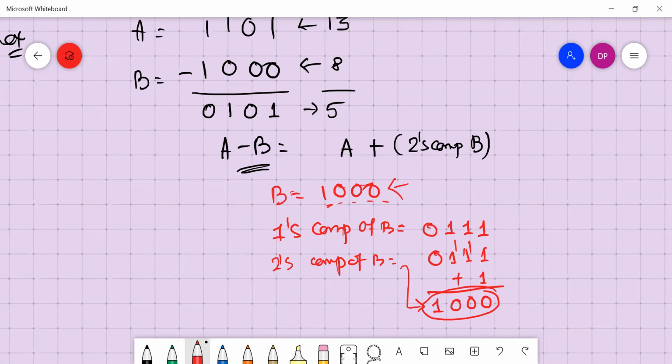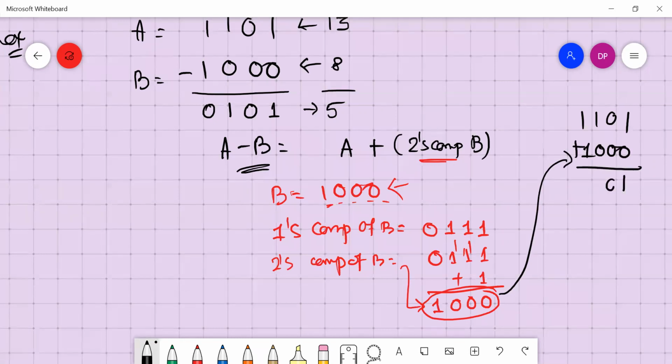So what we have to do is A plus the 2s complement of B. What is A? A is 1101. The 2s complement of B is 1000. If you add these two, whatever answer you get, 110, carry 1. Discarding the carry, this is your answer. This is equivalent to 5, isn't it? So 0101, you got it here. So subtraction can be done by taking one variable and the 2s complement of another variable, adding them together.